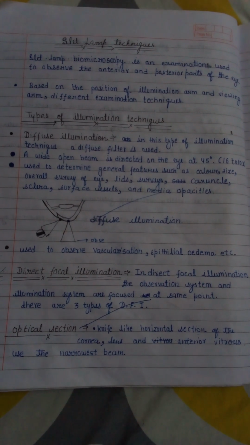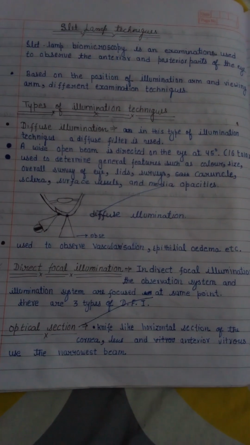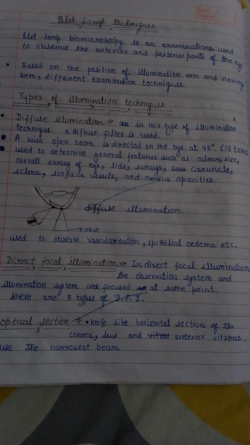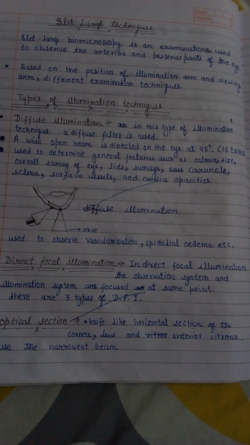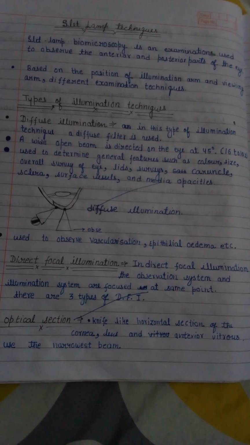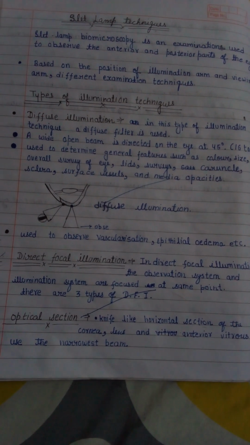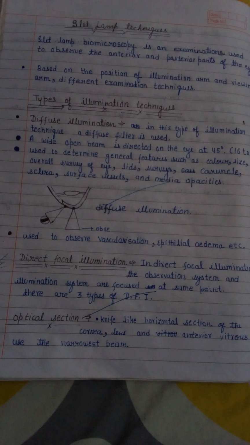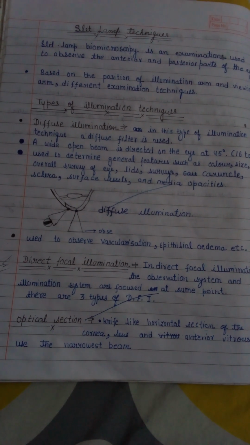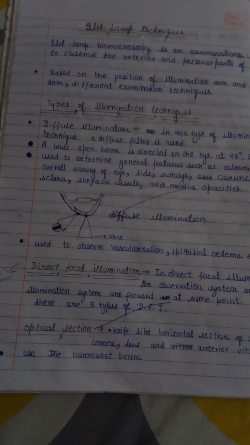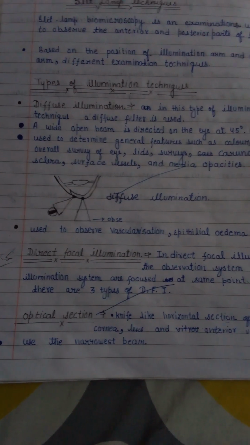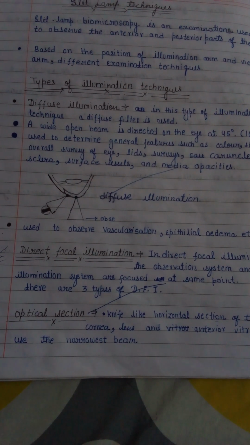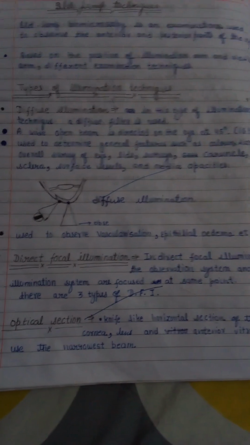Different examination techniques, so the types of illumination techniques. There are two types of illumination, that is direct illumination and indirect illumination. First is direct illumination. In direct illumination, the observation system and illumination system are focused at the same point, and in indirect illumination the observation system and illumination system are not focused at the same point.